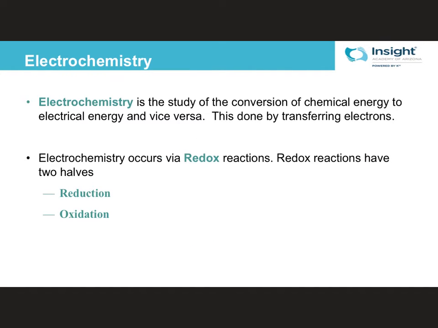Electrochemistry is defined as the study of the conversion of chemical energy to electrical energy and vice versa. So electrochemistry is electricity and chemicals. And we do this by transferring electrons. That transfer of electrons occurs through two different reactions, so electrochemistry always has both of these going on. We call these reactions redox reactions, and there are two halves to this: a reduction half reaction, and then an oxidation half reaction.